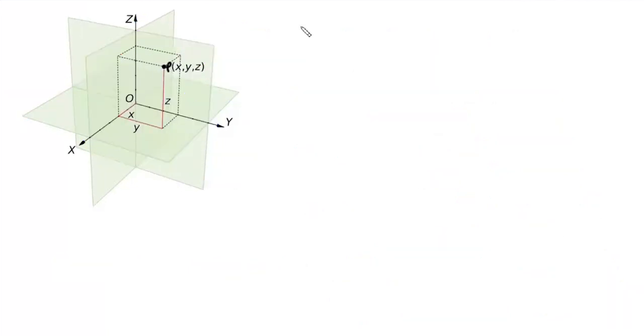Now we have any point P, which is (x, y, z). Then we know that any point is nothing but a position vector. So this is any vector OP. Then we can write this OP as xi plus yj plus zk.